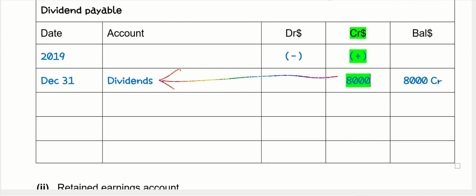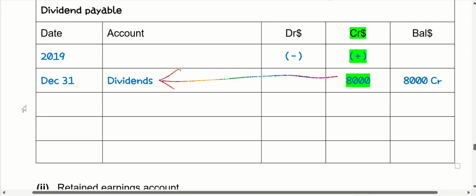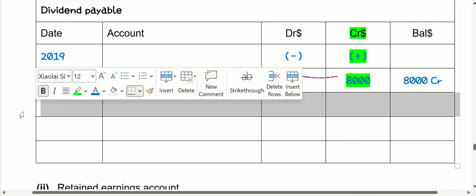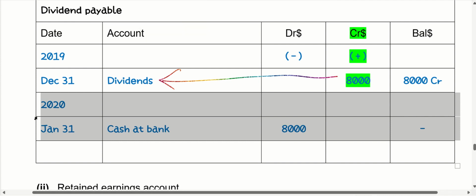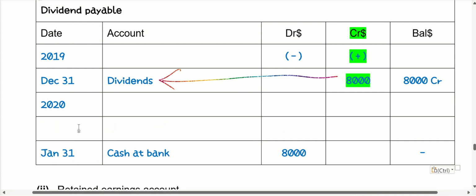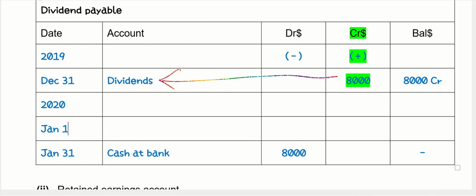Actually, as at year end, I did not pay it. So if I didn't pay it, I need to bring the balance down. I need to bring the balance down. Oops, forgot to include this. I'm going to bring the balance down here. Okay, so I need to bring the balance down January 1st. Balance brought down, $8,000 credit.